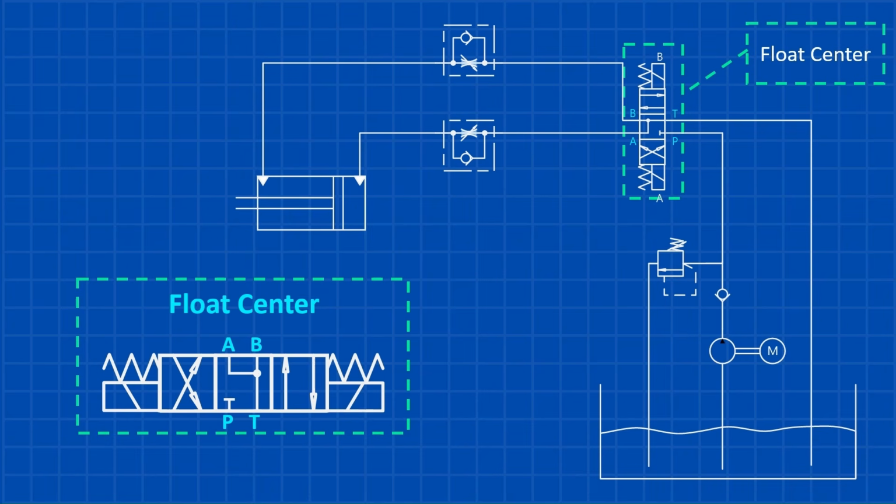Next, let's talk about the float center hydraulic valve. In its neutral position, the work ports connect directly to the tank, allowing the actuator to move freely under load without resistance. Unlike tandem or open center valves, the float center valve doesn't route pump fluid back to the tank when centered. This design allows the pump to operate multiple circuits, as the fluid flow isn't diverted.